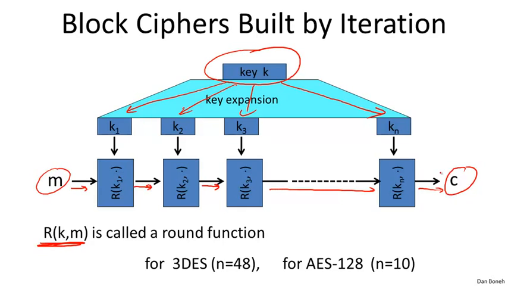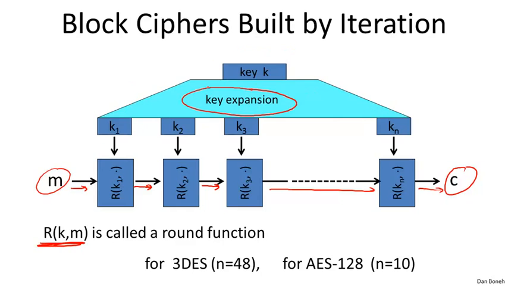I just want to be clear that to specify a block cipher of this type, one needs to specify the key expansion mechanism, and one needs to specify the round function. In this segment, I'm going to focus on the round function, and I'm not going to talk much about key expansion, but I wanted to mention that key expansion is also a big part of describing how a block cipher works.